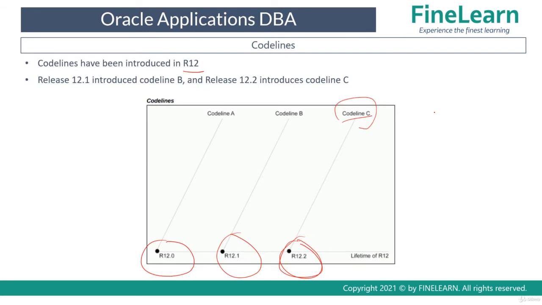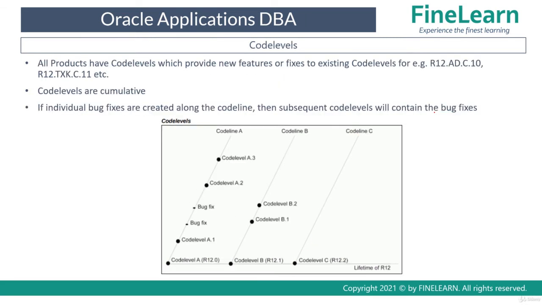So these are the code lines, and code lines are basically associated with specific releases. So what is a code level? We have seen previously that we apply mini packs or basically patch sets. And these patch sets are nothing but a combination of several one-off patches related to a specific product. And these patch sets can be, for example, for the AD product or AR product or TXK or different products.